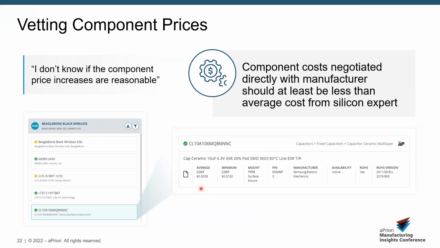From what I've seen, oftentimes the data in Silicon Expert is from distributors, or at least it's distributor cost averaged together with the cost from the single manufacturer. And so oftentimes it's more expensive than a large contract manufacturer who's negotiating directly with a component manufacturer may be able to get. So I think that a good rule of thumb, a good check is that the cost that a supplier who's buying directly from a manufacturer should be at least less than the average cost from Silicon Expert.